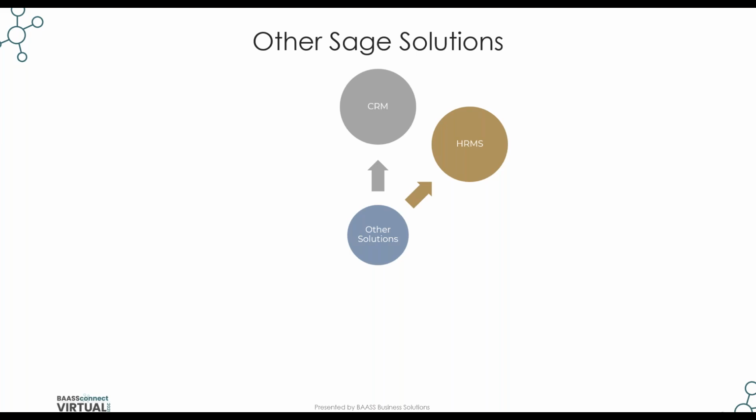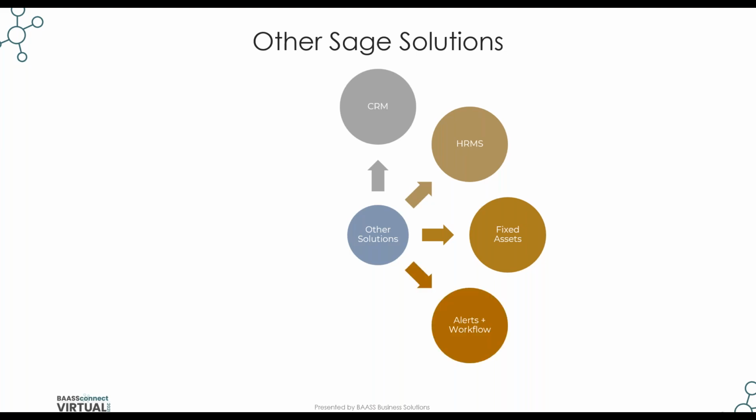HRMS, recruiting and onboarding, risk mitigation and compliance, time and attendance management, employee benefit management, paperless HR, and talent management are all functions within the integrated HRMS solution. Fixed assets: the ability to track assets and calculate depreciation automatically are critical features of the fixed asset solution.